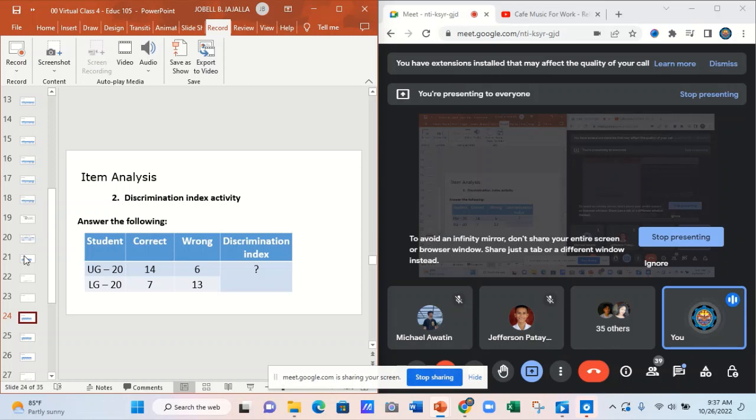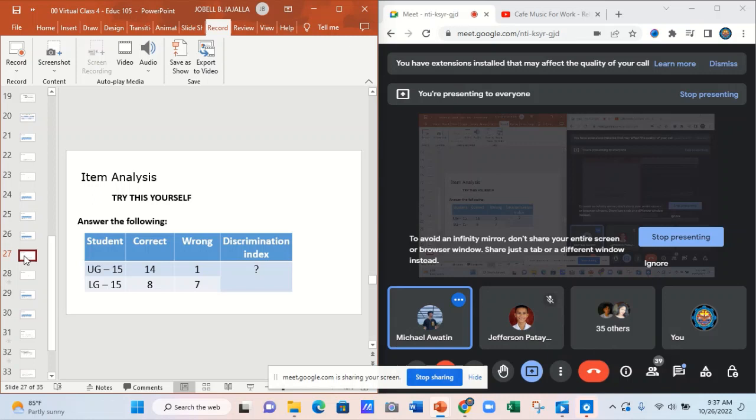So let's give time no to our volunteer while he is no. Ay kadali lang. Sorry. Kanina lang Mr. Awatin. Kanina lang ang isolve oh. Kani. Isolve na kanina lang ang isolve instead.